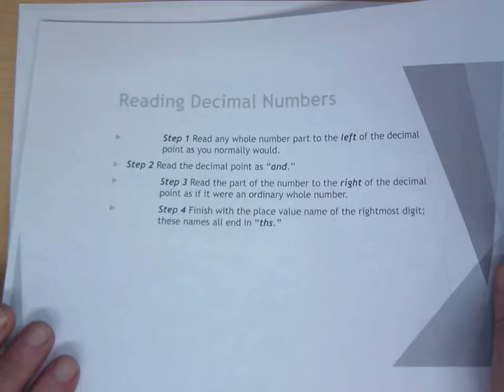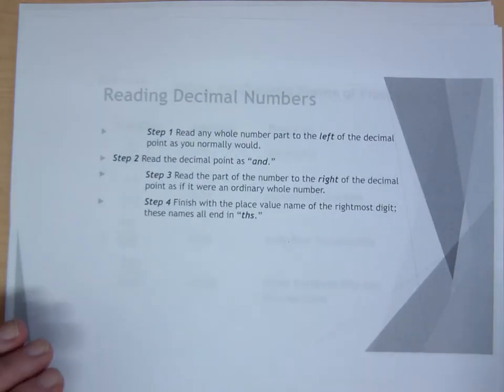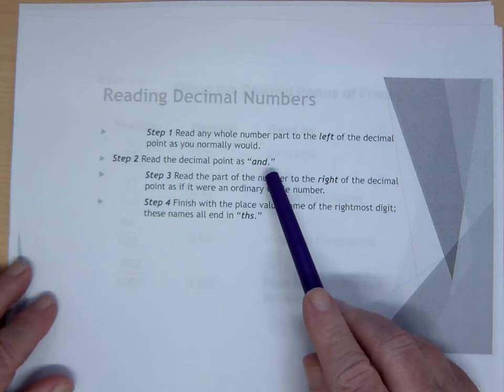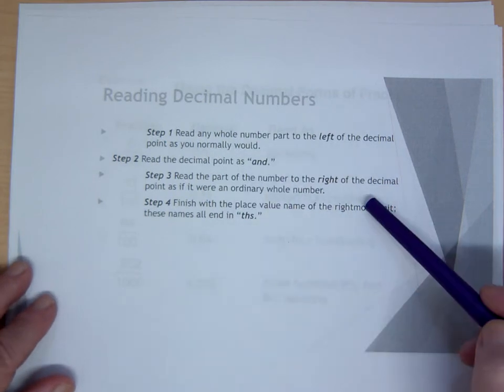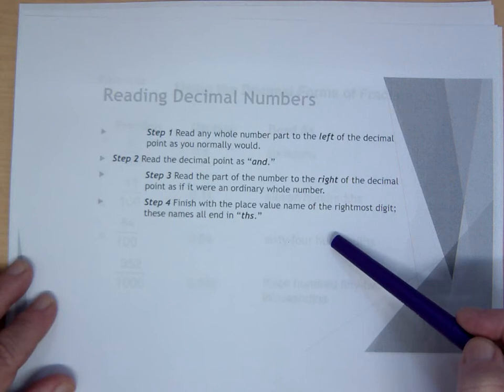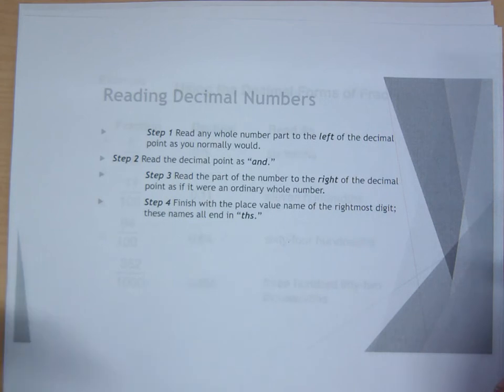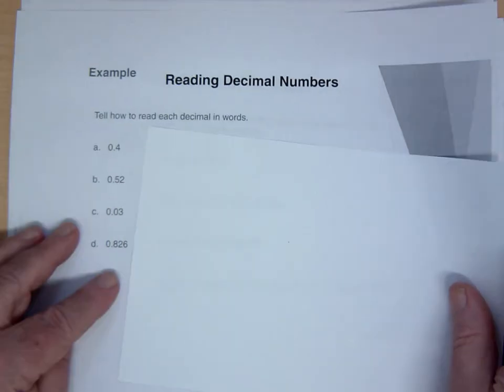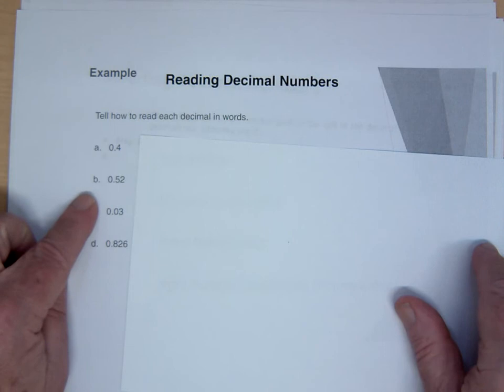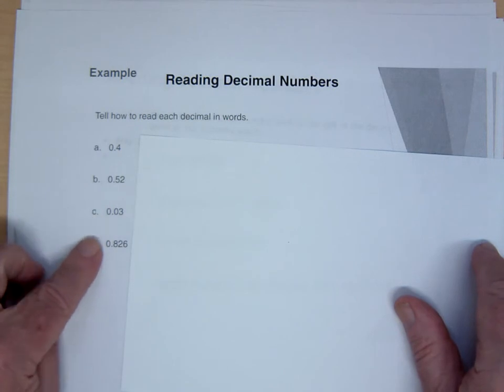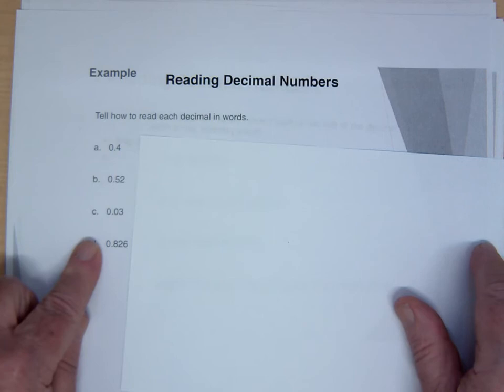So the way you read decimal numbers then is you read the whole number to the left part, read the decimal point and then you read the part of the number to the right of the decimal point as if it were an ordinary whole number, and you finish with the place name of the rightmost digit. These names all end in THS. So for example, we would read this as 4 tenths, 52 hundredths, 3 hundredths, 826 thousandths.